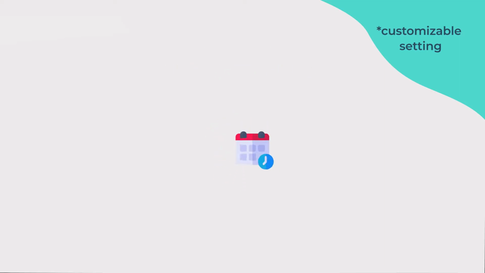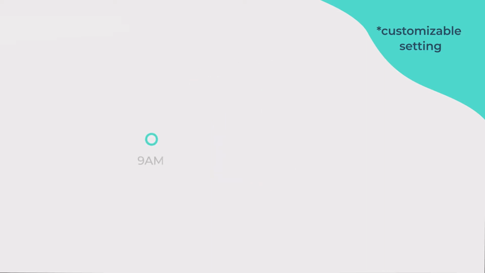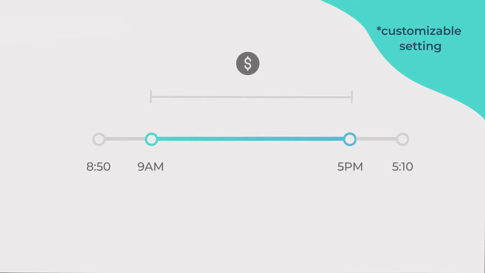Finally, our rounding setting helps to round the staff clocking timing to actual scheduled hours. So that means that if your shift is from 9 am to 5 pm and your staff come in at 8:50 am and leave at 5:10 pm, you're only going to pay them for their shift from 9 to 5 pm.